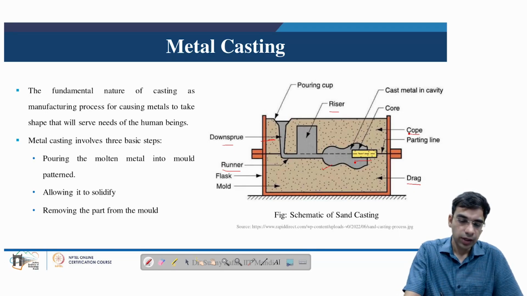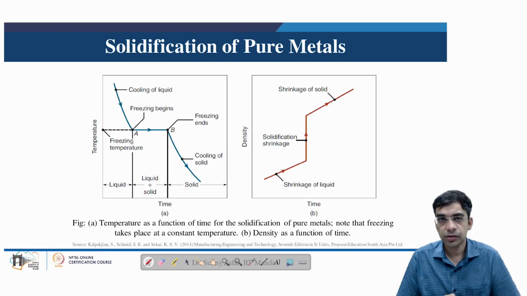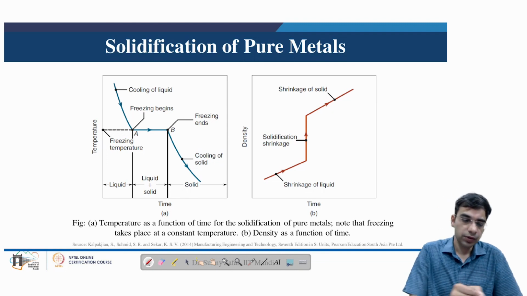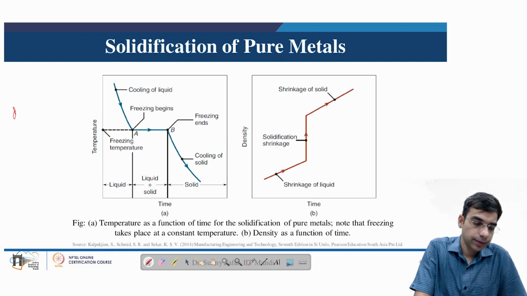Now we will understand what happens during solidification. Casting can be done for pure metals as well as alloys, but pure metals are seldom used in engineering components. Nevertheless, it is important to understand the solidification of pure metals, because with this the solidification of engineering alloys is easy to understand. Pure metals, as we know, have a defined freezing point.